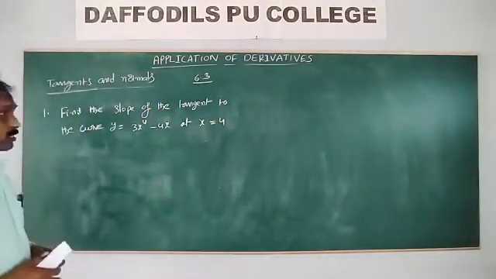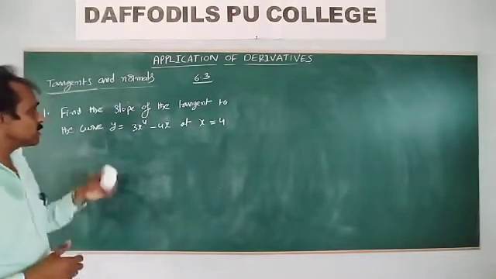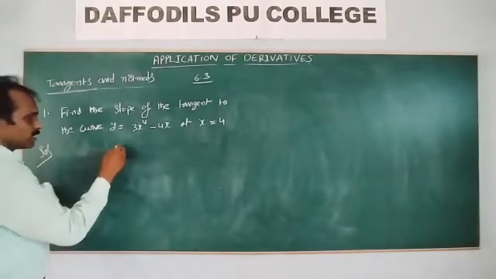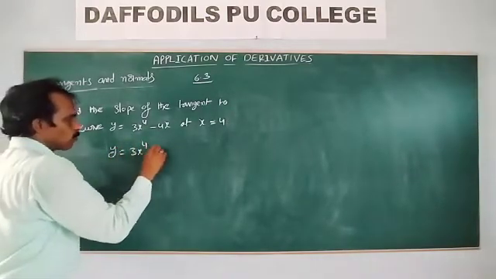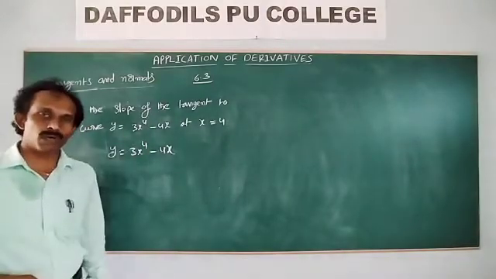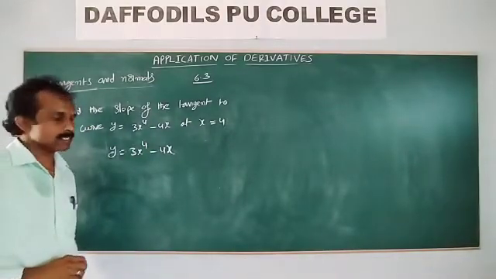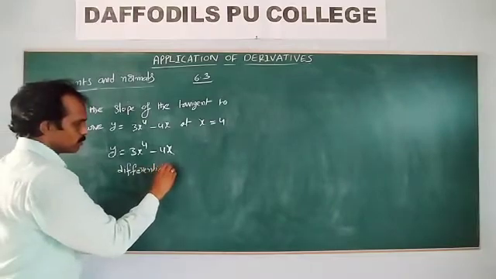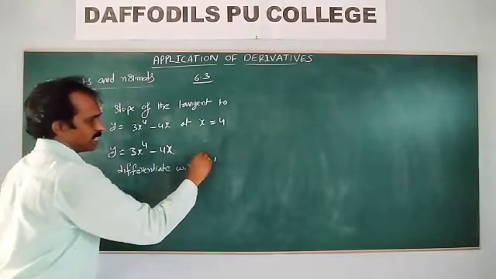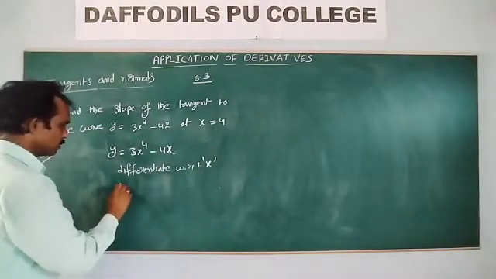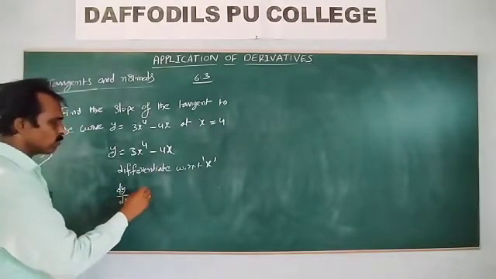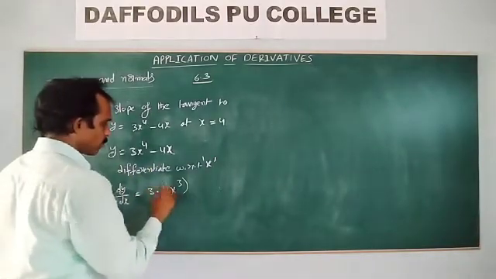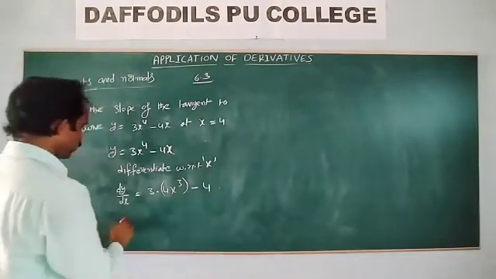Okay. What do you want to find? The slope of the tangent to the curve, which we know is dy by dx. So take the given curve y is equal to 3x to the power of 4 minus 4x. You want the slope, so differentiate with respect to x. dy by dx is equal to 3 of x to the power of 4, derivative 4x cube, minus 4x, derivative 4.